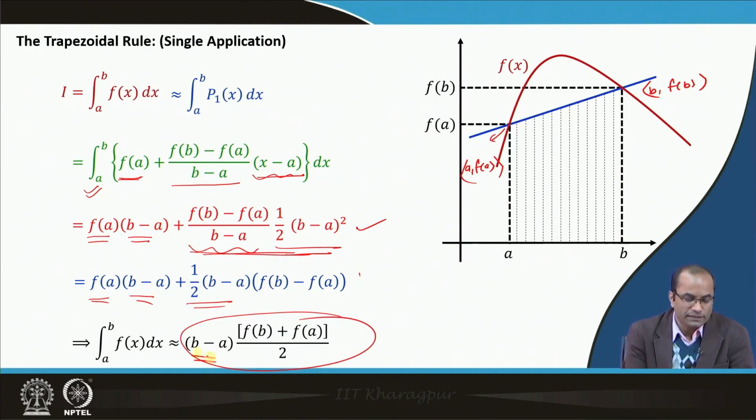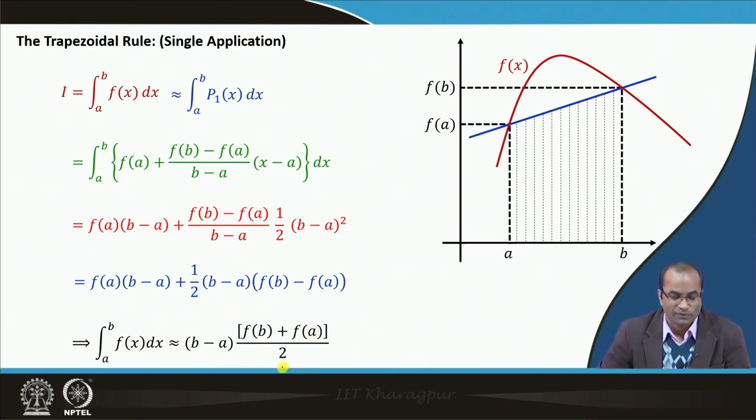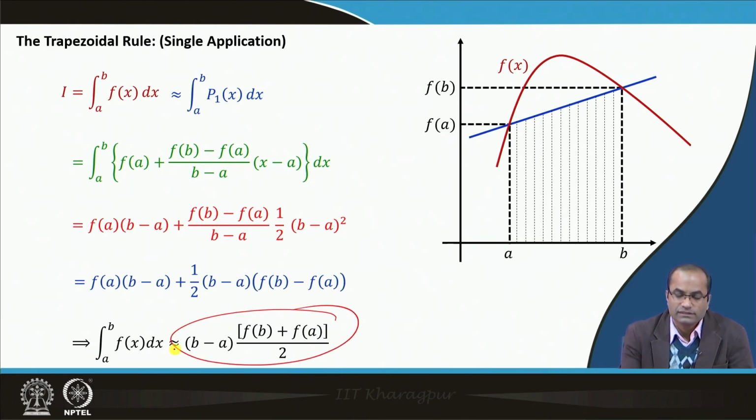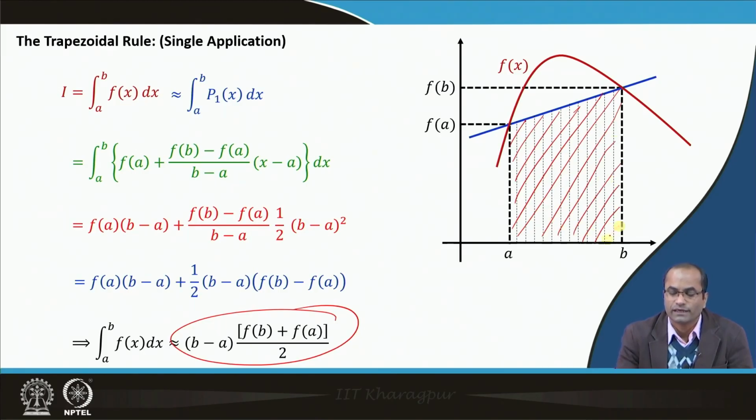Here we have b minus a, which is exactly the difference of these limits, times f b plus f a divided by 2. So what is exactly this? This is the area of this trapezoid, which is formed by replacing the given function by the straight line. So instead of getting the actual area under this curve, we are approximating that area by the area of this trapezoid, and the name of this rule is the trapezoidal rule.